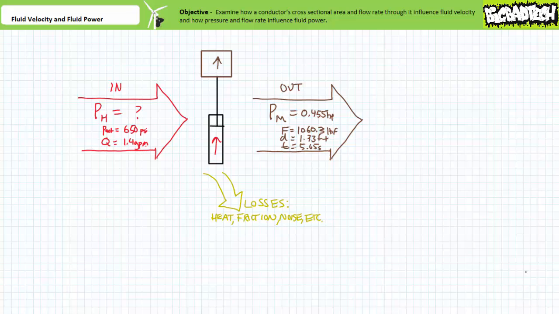Given an actuator is a fluid power to mechanical power converter, one can assume only a portion of fluid power input actually gets converted into usable mechanical power, the rest being lost to inefficiencies like leaks, friction, heat, or noise. Assuming we really are exerting 1,060.3 pounds force, a distance of 16 inches, or approximately 1.33 feet, over approximately 5.65 seconds, we are definitely observing 250.25 foot-pounds force per second, or approximately 0.455 horsepower output.